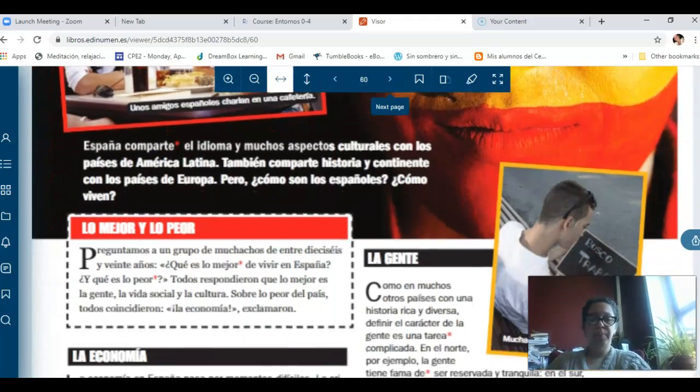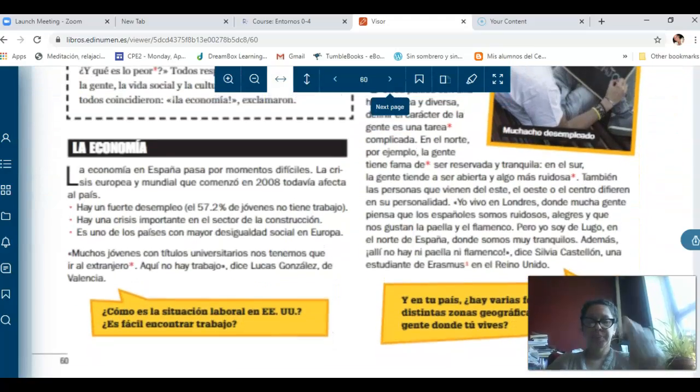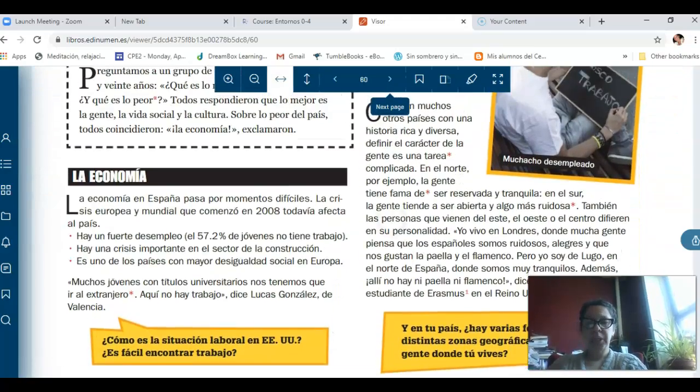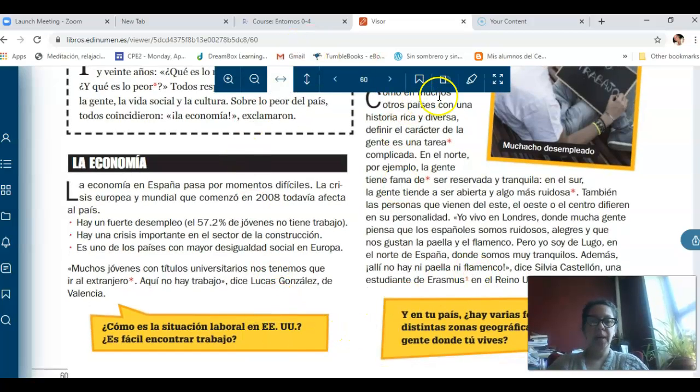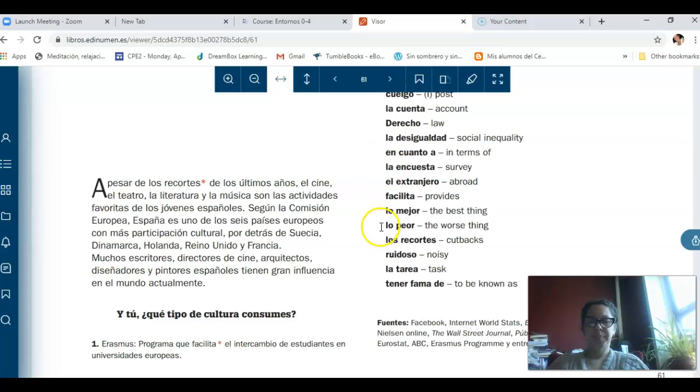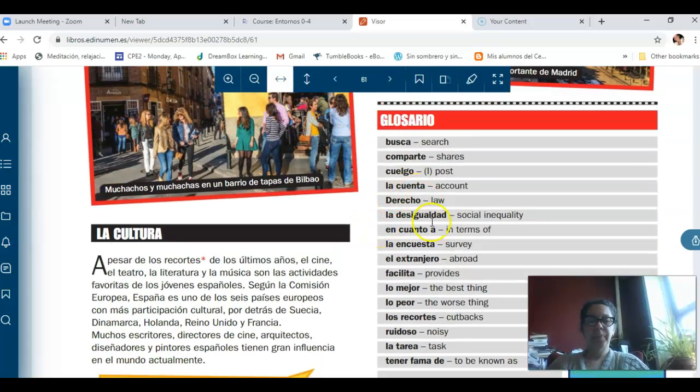I need you to read, okay, about this topic and start thinking about the questions, okay? Remember that we have the glossary, and every time that you see a little star like this one, the red star, the red star, you can find the meaning here. Recortes, in this case, for example, recortes, cutbacks, okay?